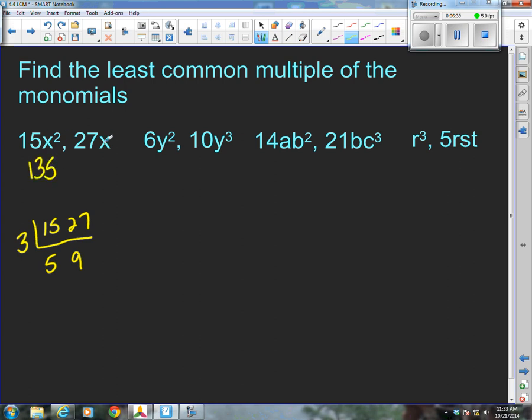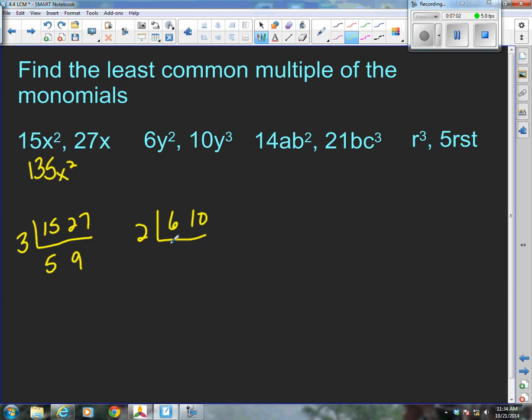Now, I look at the variables, and if there's any variable up here, even if it's not shared by the two, it's going to go in my answer. And I take the largest of the two instead of the smallest like GCF. So I see an x up here. x squared is the largest of the two x's, so x squared goes in my answer. And I'm finished.